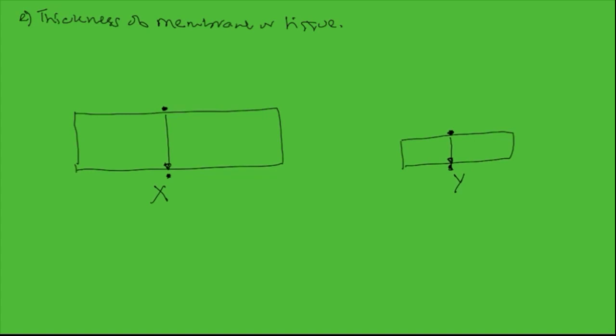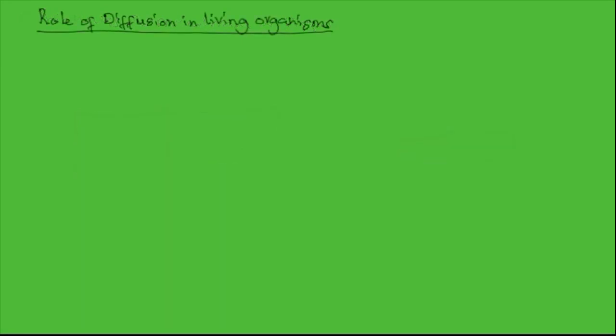There are a number of processes in living organisms that depend on diffusion. We start by looking at these processes in plants. Such a process is absorption of mineral salt from the soil solution into the cells within the roots of the plant. This is a process that depends on diffusion.